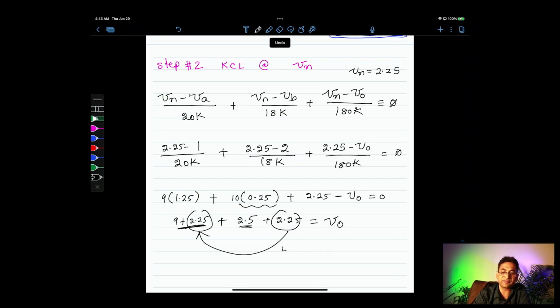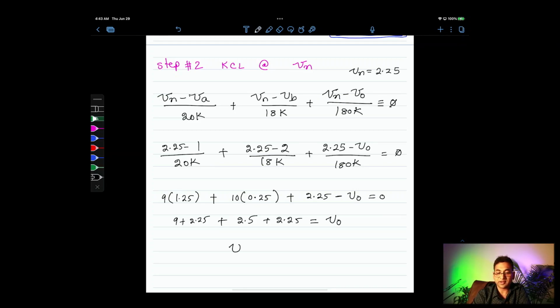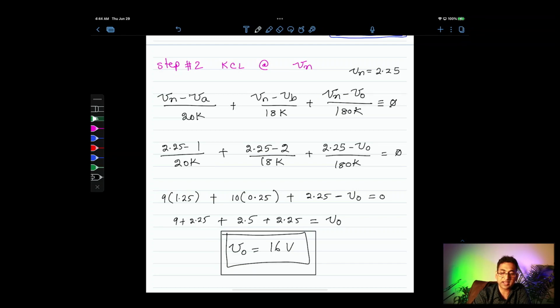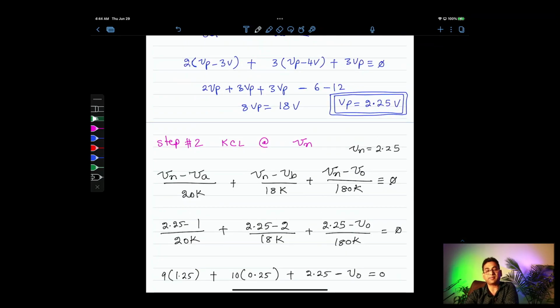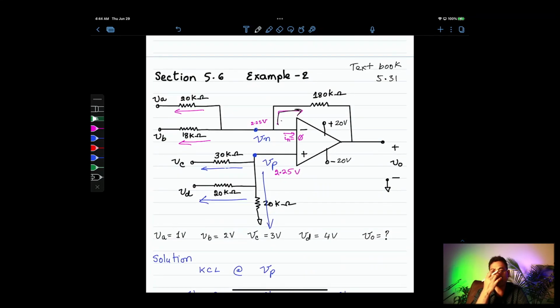All of this, you plug it into your calculator. All of this comes to how much? There it is. That's the result that we wanted to see. We wanted to calculate the Vout for the values of VA, VB, VC, and VD that are given in the problem.